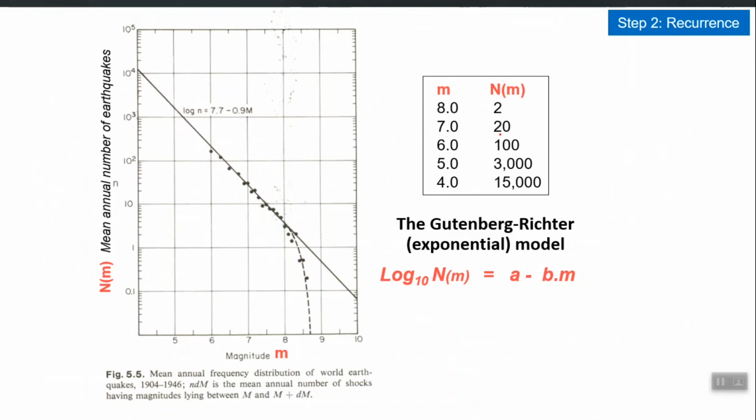So, again this is some example. Magnitude 8 is just two earthquakes, 7 is 20, 6 is 100, then 3000, then 15,000. So, roughly they are multiplying exponentially. Therefore, this GR model is also sometimes referred to as the exponential model.